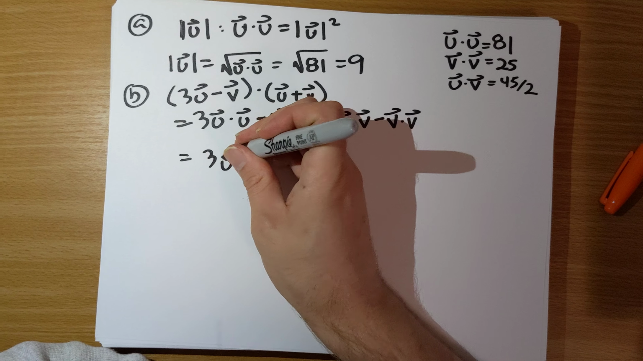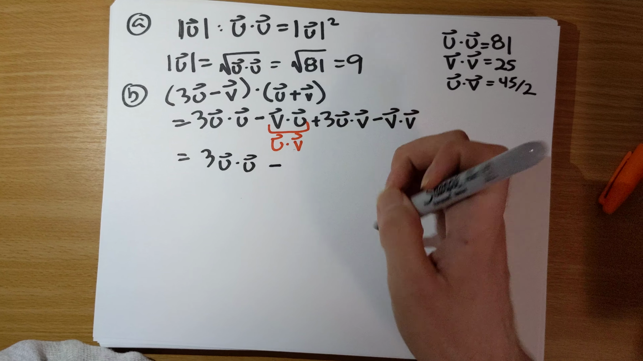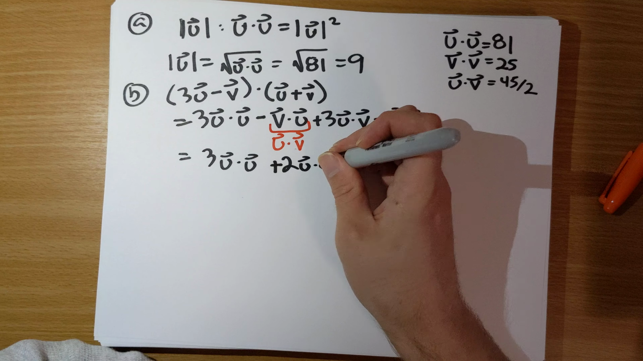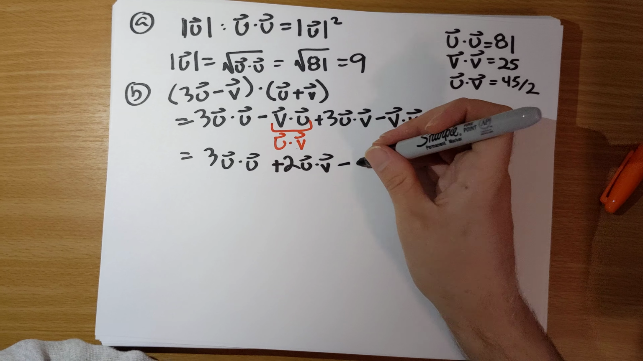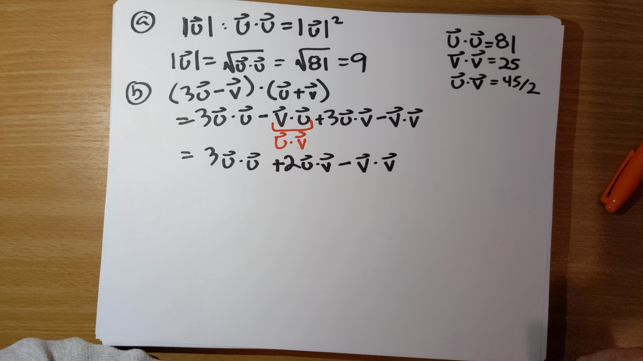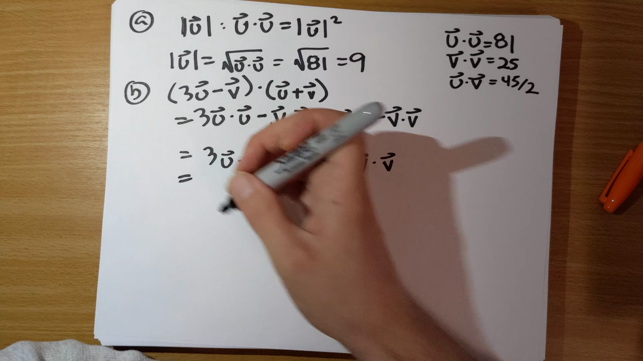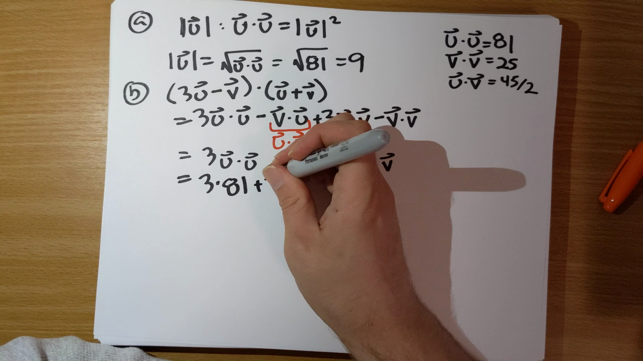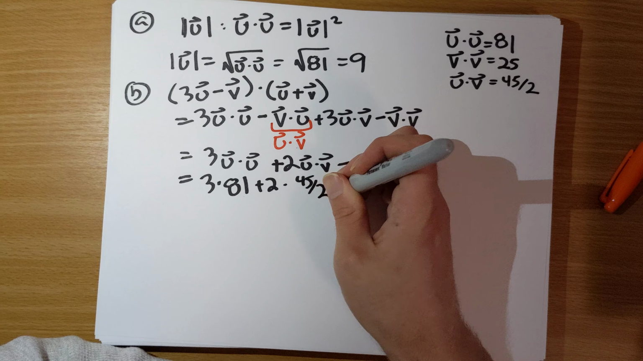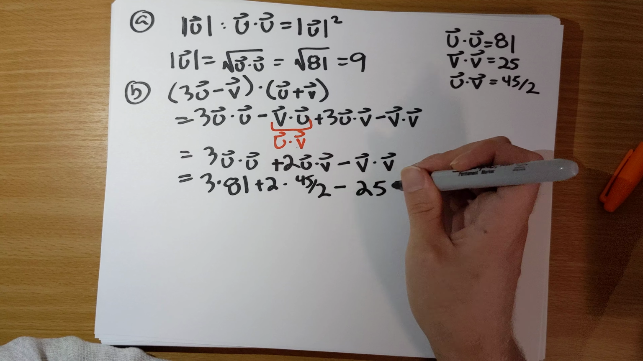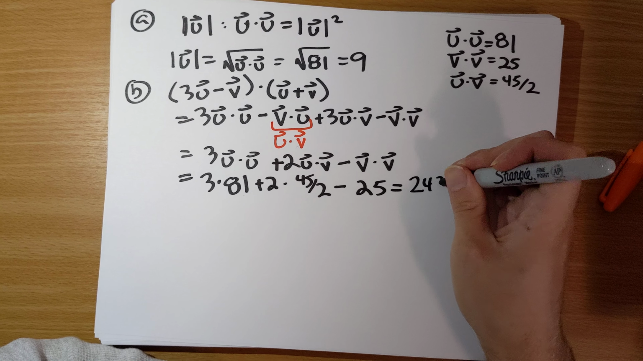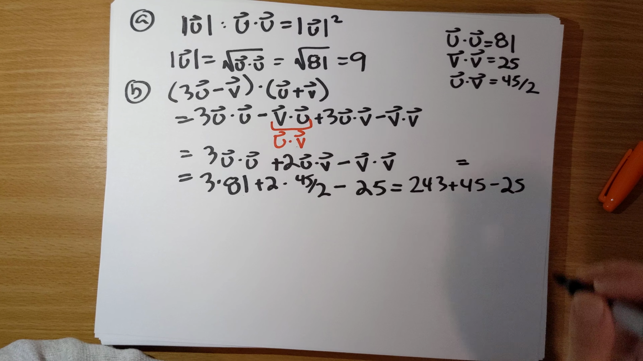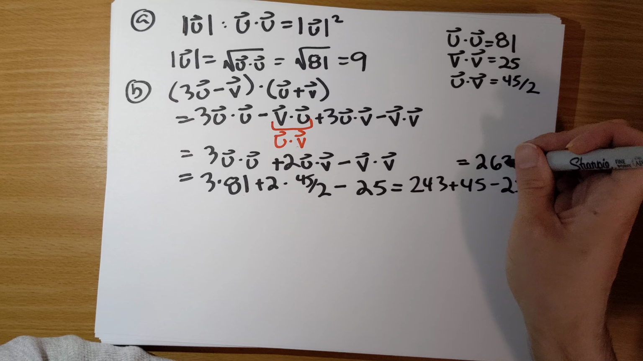Cross products are not commutative, but dot products are commutative. So this is 3u dot u minus u dot v plus 3 times u dot v, which is plus 2 times u dot v, minus v dot v. And so now we can plop in all of these things here. 3 times 81 plus 2 times 45 over 2 minus 25. So this is 243 plus 45 minus 25. If my mental math is correct, that's 263.